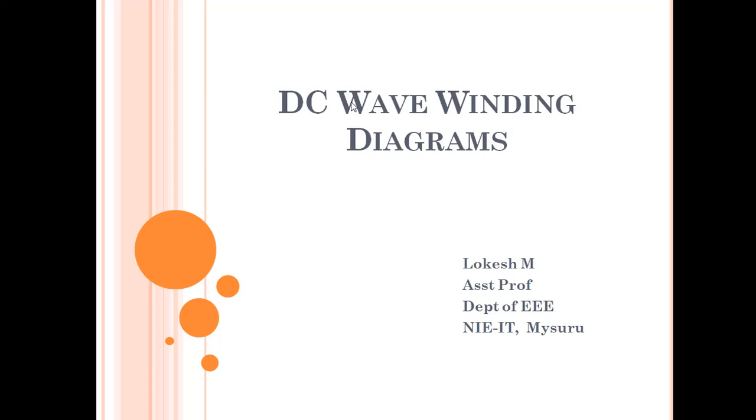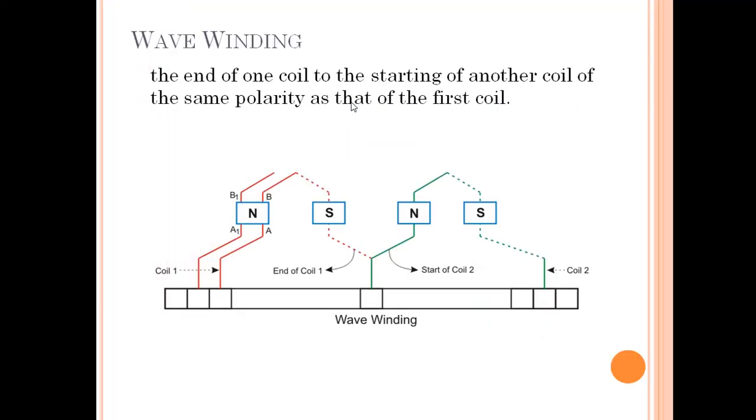how to develop the DC wave winding diagram, how to calculate the pitches, and how to write the winding tables. This is what we are going to discuss. Before that, what actually is wave winding, and how to obtain it? The structure of the winding is in the form of a wave. That's why it is called wave winding. And how do we obtain that wave structure?